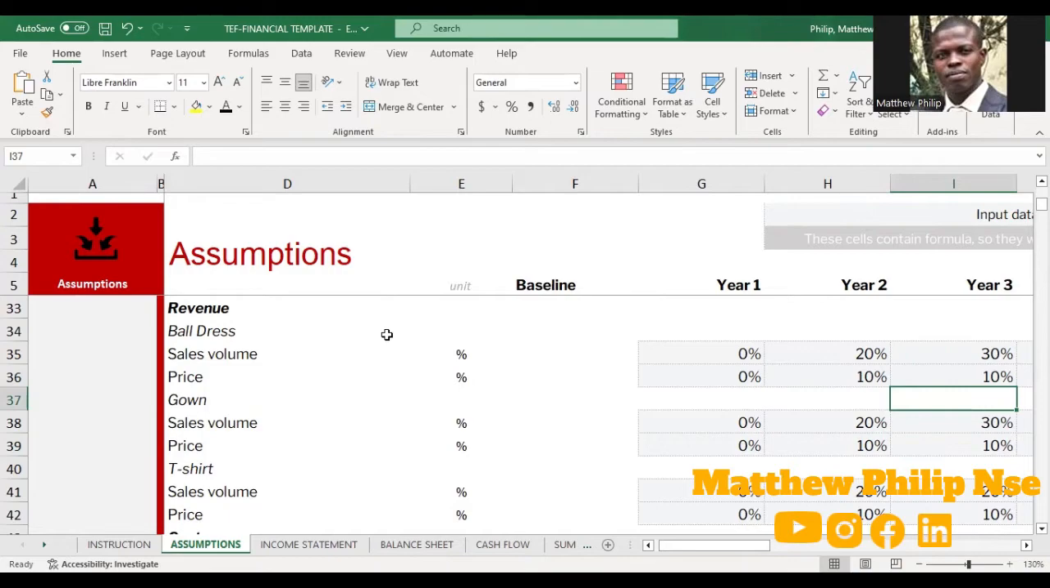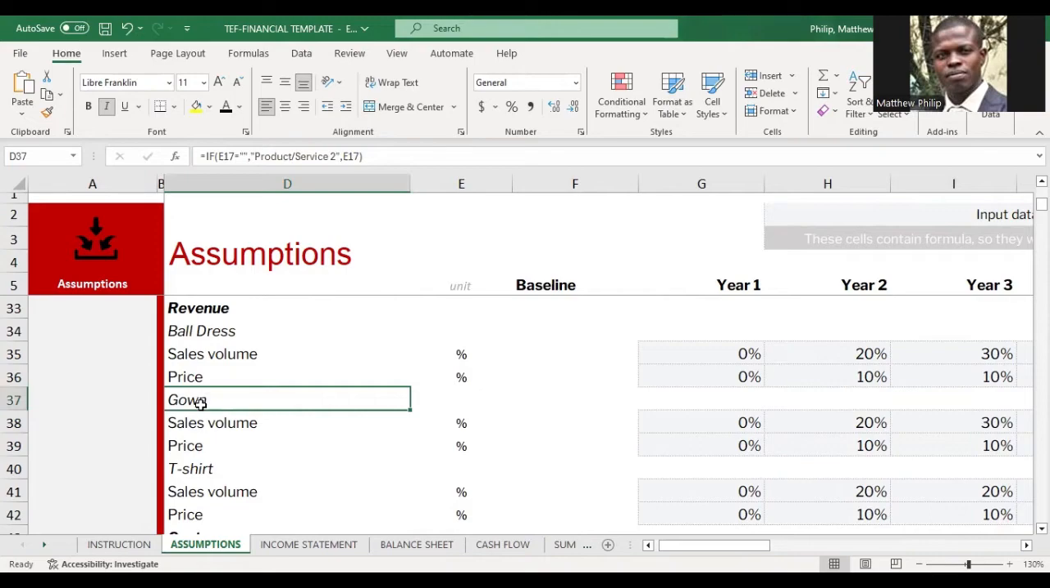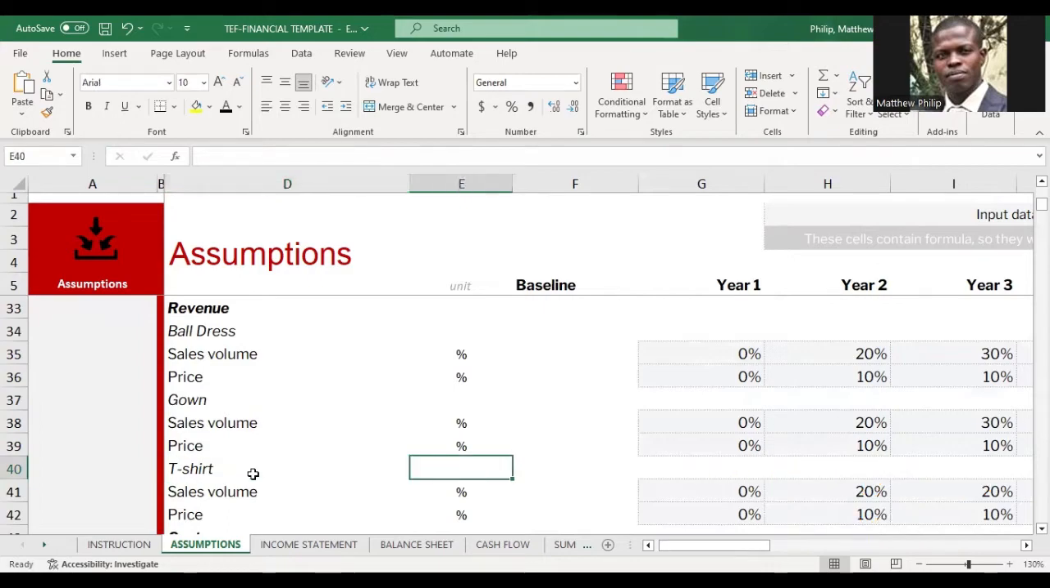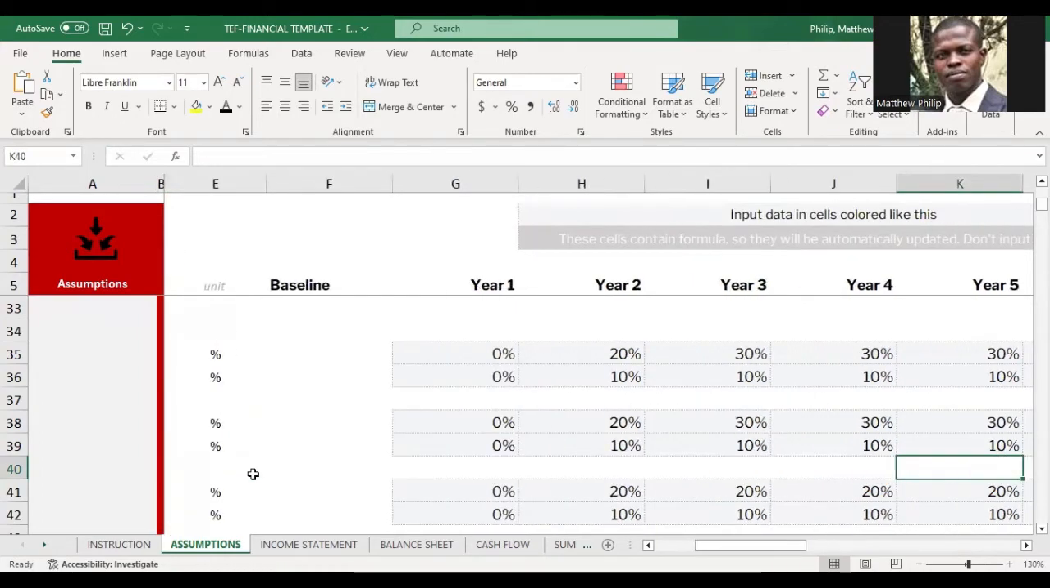The same thing is applicable to gown. Gown is also the same growth rate. T-shirt is also the same growth rate. So please let it be according to your industry that you use to forecast.